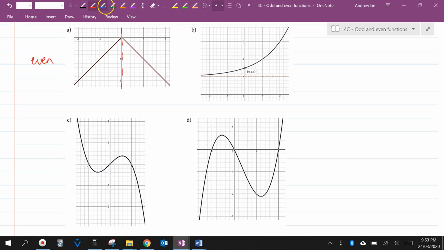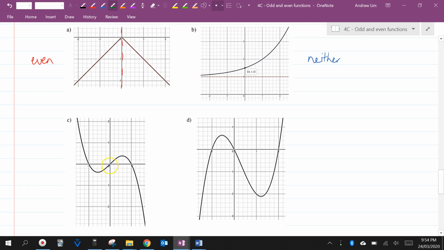What about question B? Well, here's the y-axis. It's not a reflection, so it's not even. The origin is down here. If I were to rotate this 180 degrees about this origin, would I get exactly the same graph? No, I won't. It's going to be down here somewhere, right? Therefore, it's neither even nor odd.